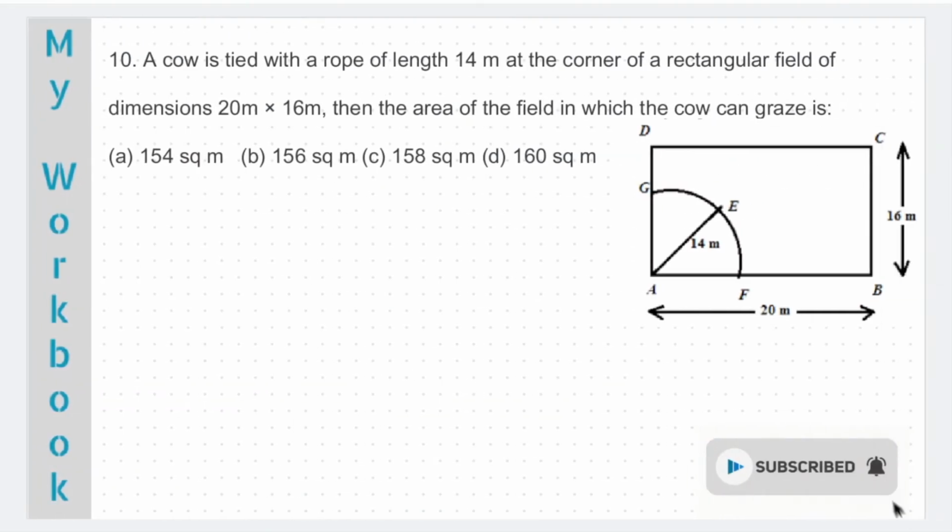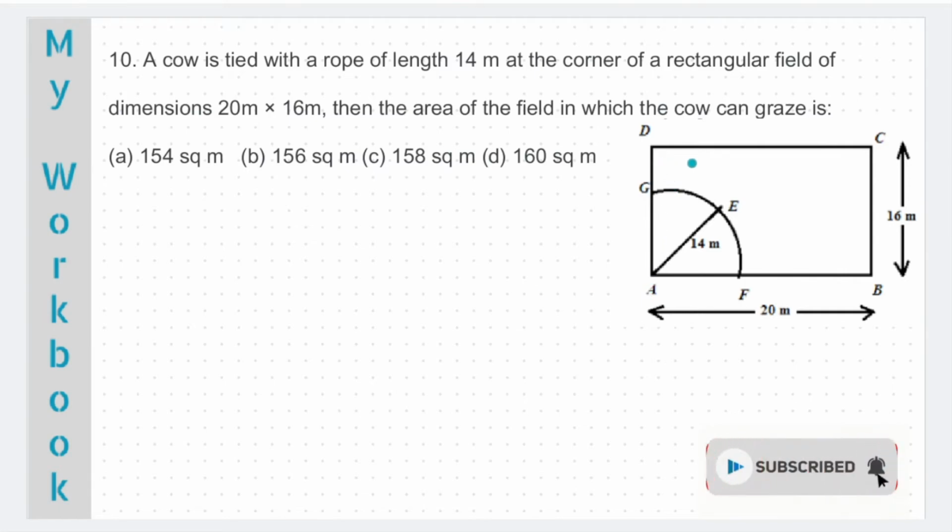Now let's move on to the next sum. Question number 10. A cow is tied with a rope of length 14 meter at the corner of a rectangular field of dimensions 20 meter into 16 meter. Then the area of the field in which the cow can graze is 154 square meter, 156 square meter, 158 square meter, or 160 square meter.